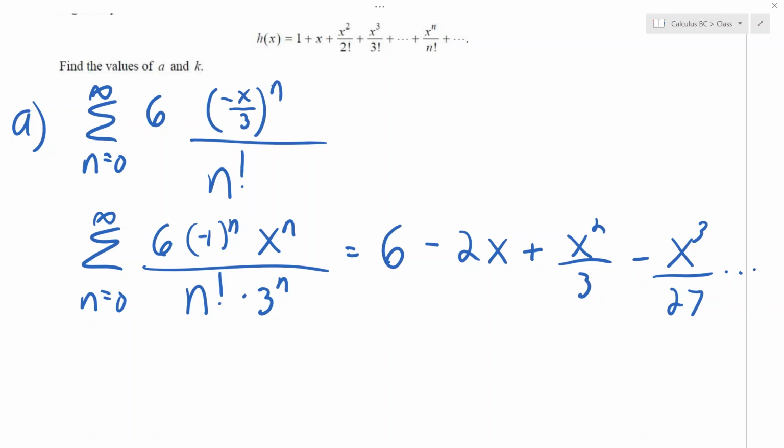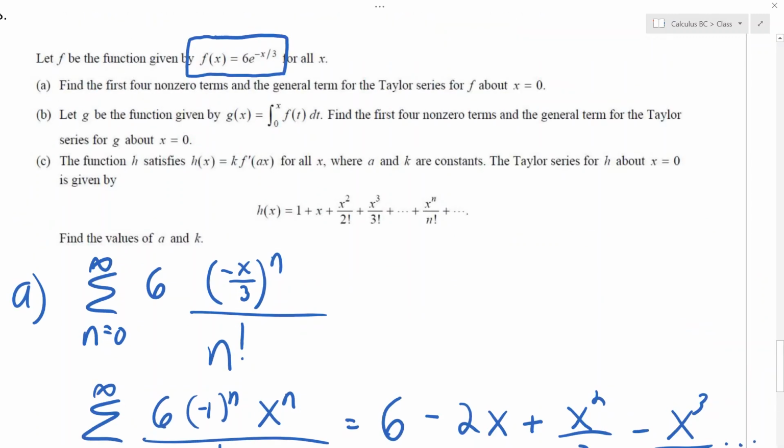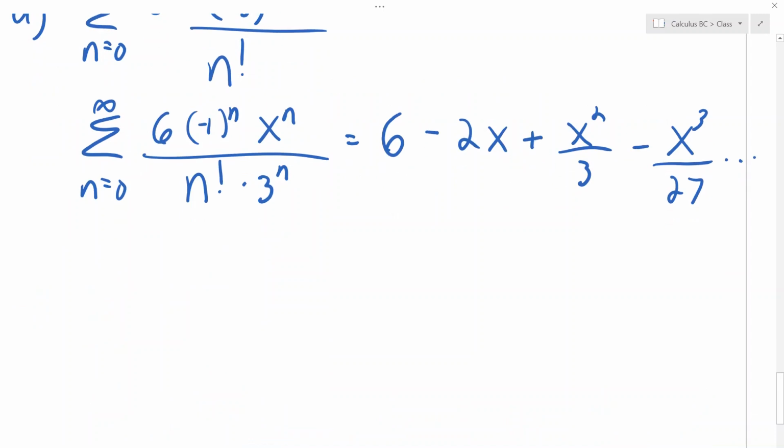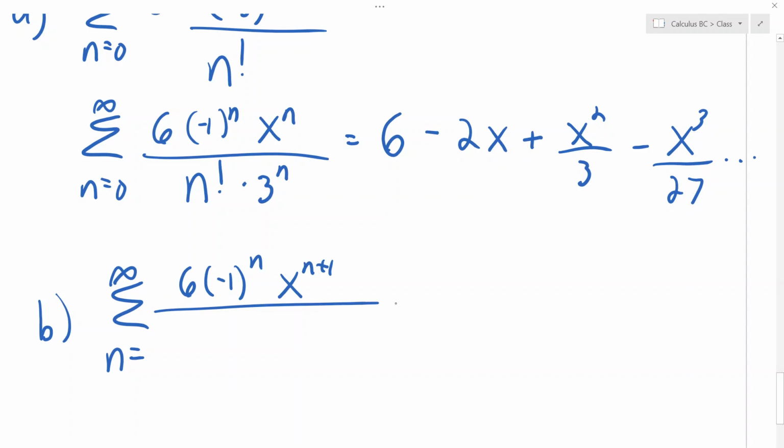Okay? That's A. B says, yeah, find the first 4 non-zero terms of this thing and the general term. Again, you see as it's going 0 to x, you're going to integrate it with a t in it, plug in x, and then plug in a 0. The 0 thing's going to go away. So, B, all we are doing, because it wants the general term, I'm going to just integrate this. The 6 doesn't get integrated. The negative 1 to the n doesn't get integrated. X to a power gets integrated.